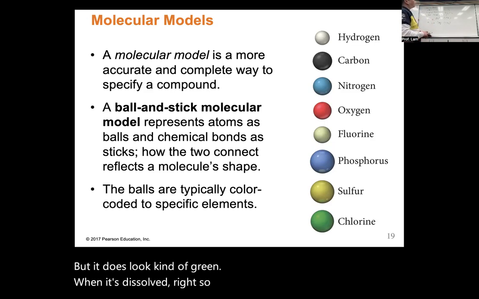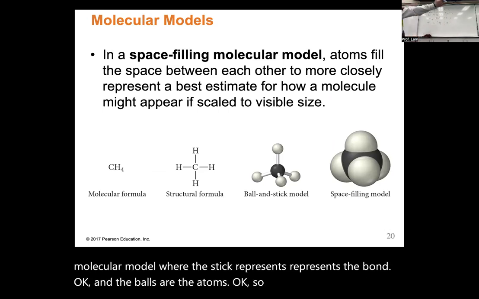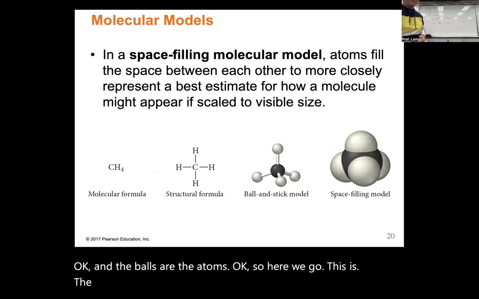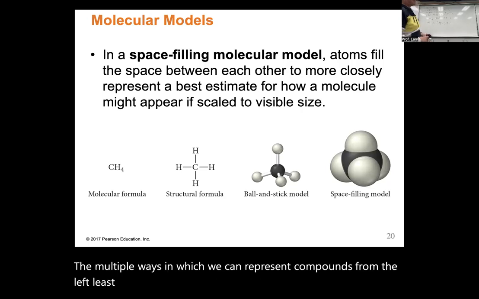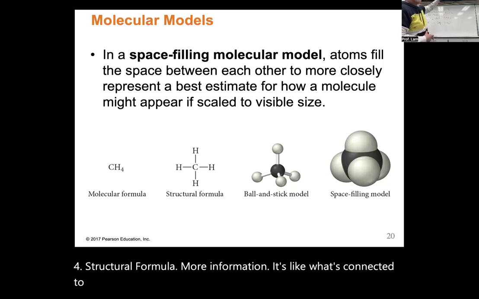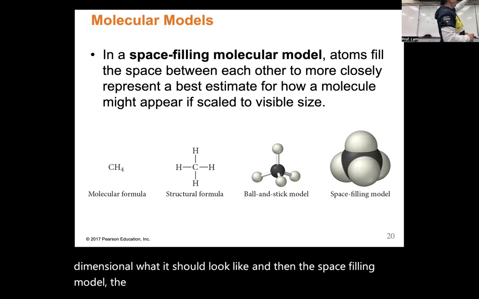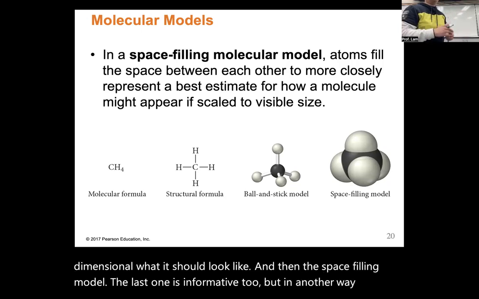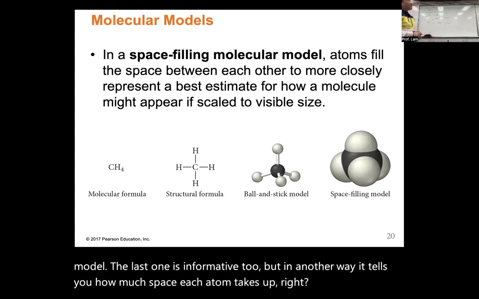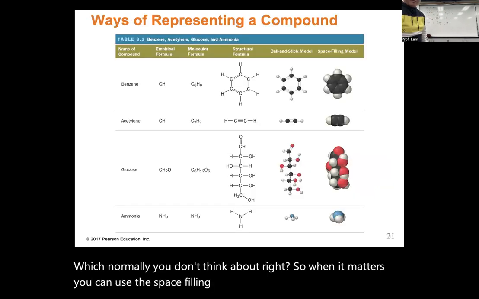That's what we call the ball and stick molecular model, where the stick represents the bond and the balls are the atoms. So here are the multiple ways in which we can represent compounds. From the left, least informative is just the molecular formula, CH4. The structural formula gives more information about what's connected to what: the carbon is connected to 4 hydrogens. The ball and stick model shows you what it looks like in 3 dimensions. And the space filling model is informative in another way: it tells you how much space each atom takes up, which normally you don't think about. When it matters, you can use the space filling model.